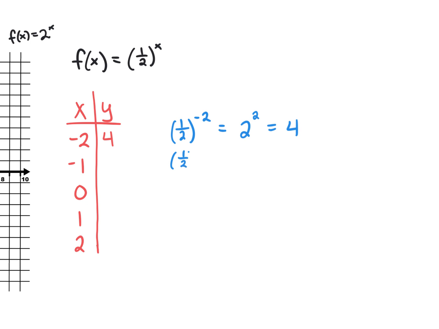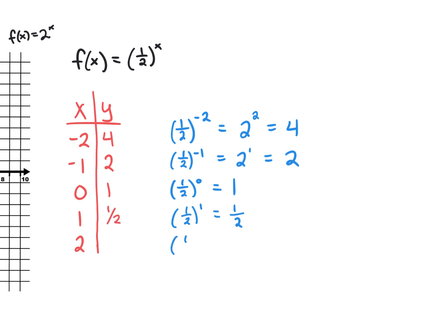Okay. And then we continue on. We have 1/2 to the -1. We have to flip it again, right? So this turns to 2 to the +1. 2 to the first power is 2. Anything to the 0 power is 1, always. Now we have 1/2 to the first power. Do we have to do any flipping? No, because our exponent is positive. What's 1/2 to the first power? It's itself, right? It's just itself.